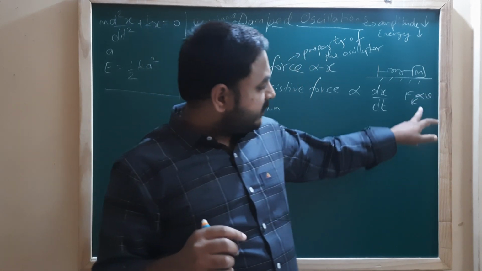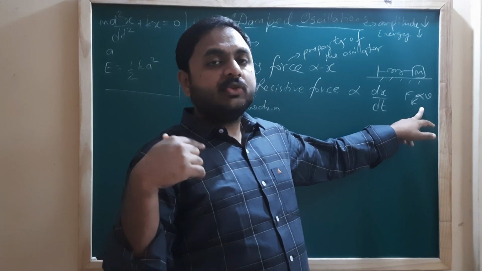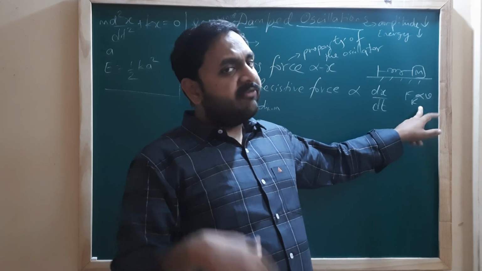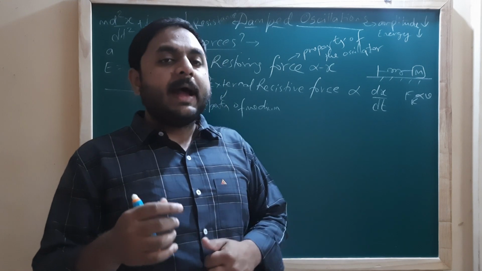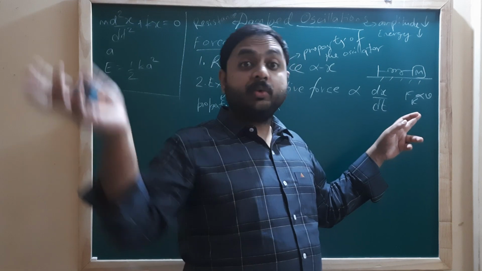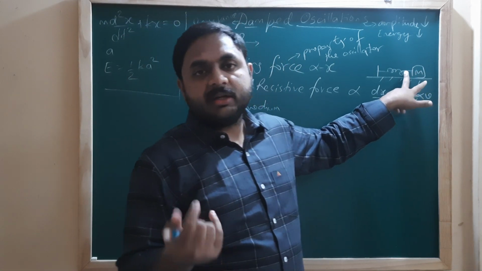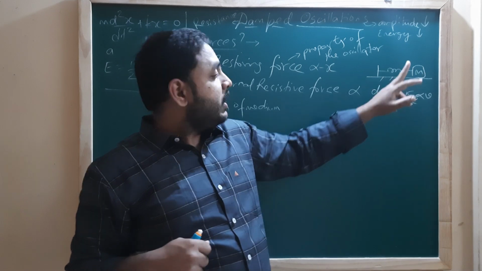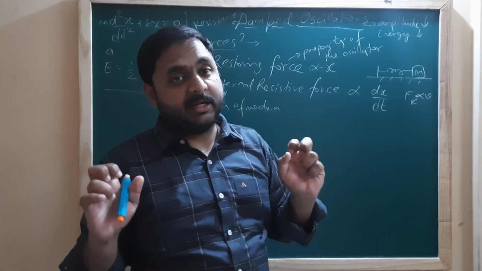Now, is it always proportional to the velocity? The answer is no. Actually, it is only proportional to the velocity if it is moving through a viscous medium, and the velocity is very small. Otherwise, it can also be proportional to the square of the velocity, the cube of the velocity. And in fact, if it is friction, we know that friction does not depend on velocity at all. Why we are taking this case is, this is easy to solve mathematically.